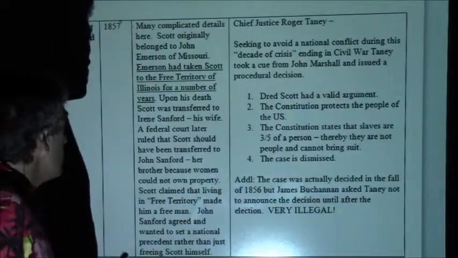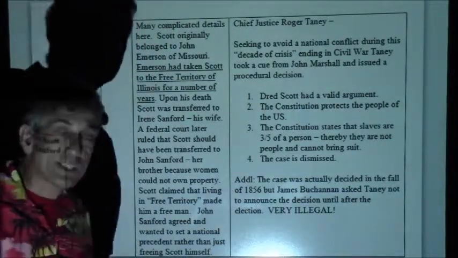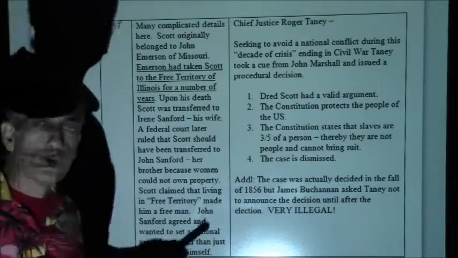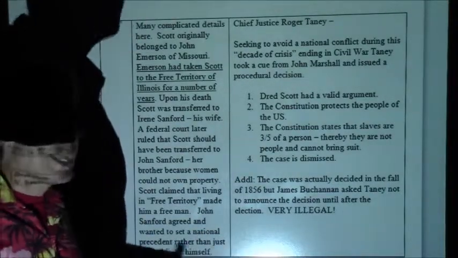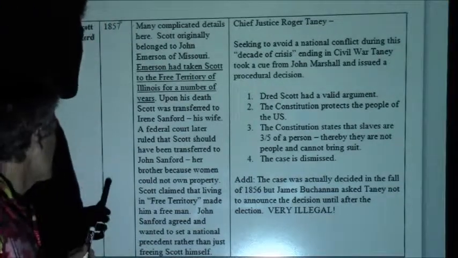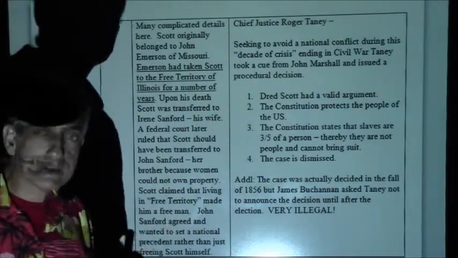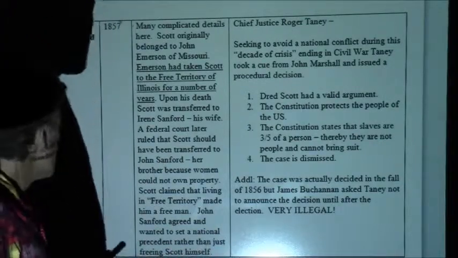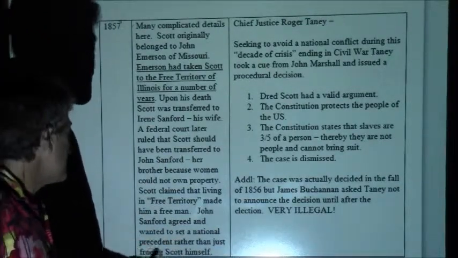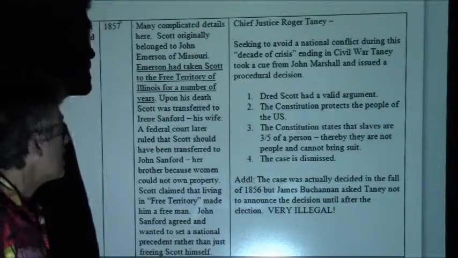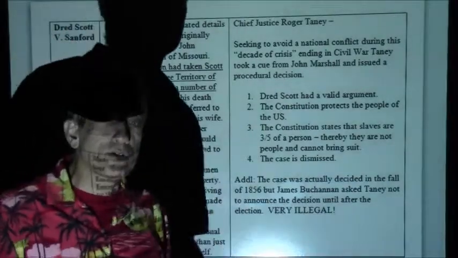A federal court later ruled that Scott should have been transferred to John Sanford, her brother, because women could not own property. Well, John Sanford is not like his sister Irene. Scott claimed that living in free territory made him a free man. And John Sanford agreed, and wanted to set a national precedent rather than just freeing Scott himself. So off we go into the federal court system.